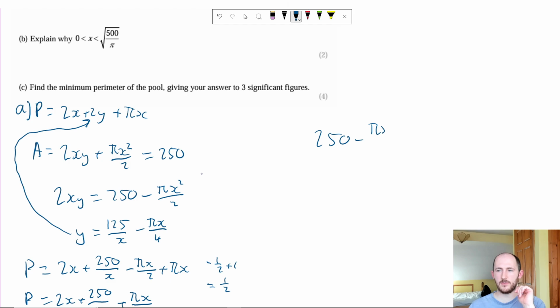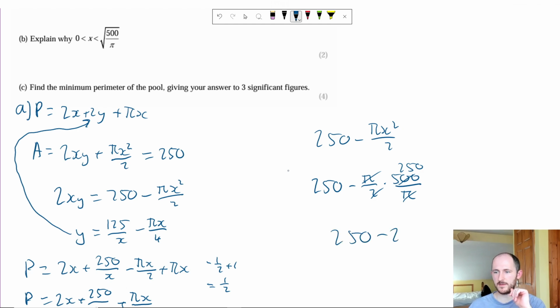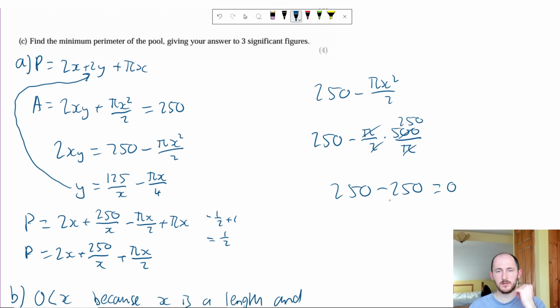And this is the working out that you would use to get your marks. If I sub in this value, everything's actually going to cancel out. So I'm going to do 250 minus, I'm going to do pi over 2, and then because it's x squared, I'm going to have 500 over pi. Cancel. 250. Cancel. I get 250 minus 250, which equals 0. So in short, my area becomes 0.